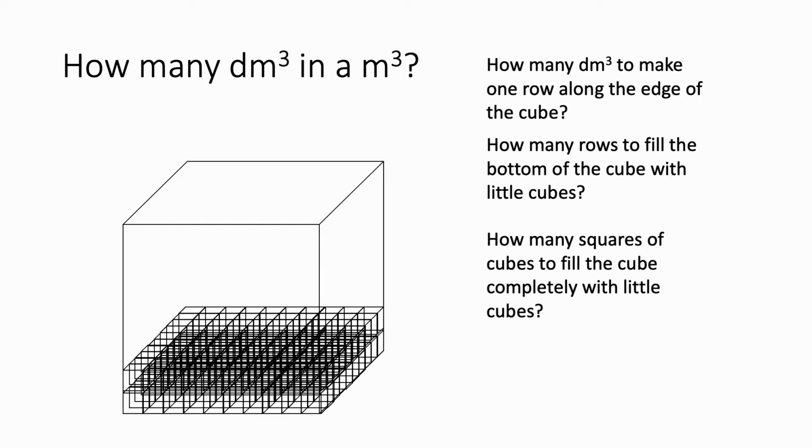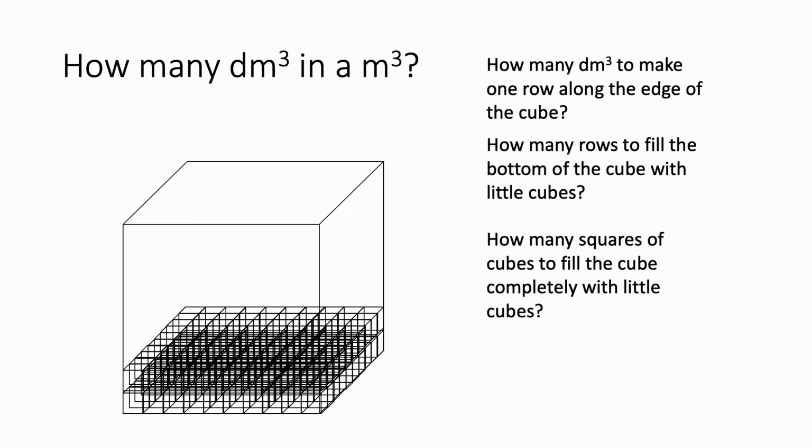This large box is 1 meter high. Each of our layers is 1 decimeter high. How many decimeters is it going to take to get 1 meter high? It's going to take 10. So we have a row of 10 cubes. We have 10 rows, 10 cubes each, making a layer of 100 cubes. We have 10 layers of 100 cubes each.